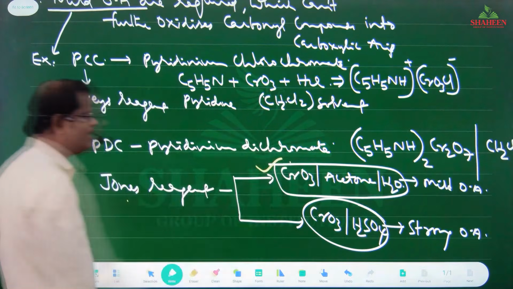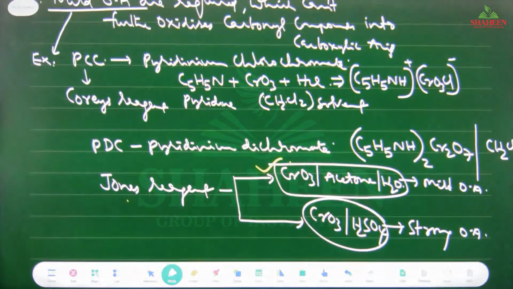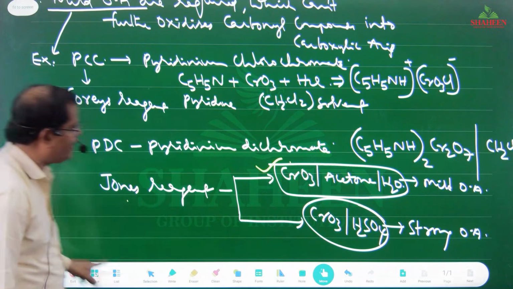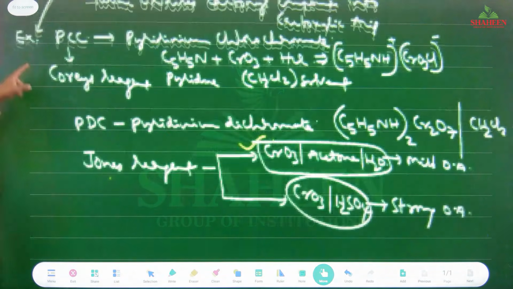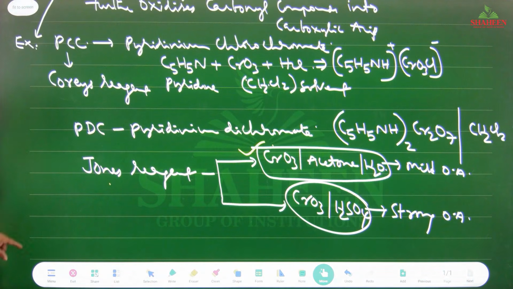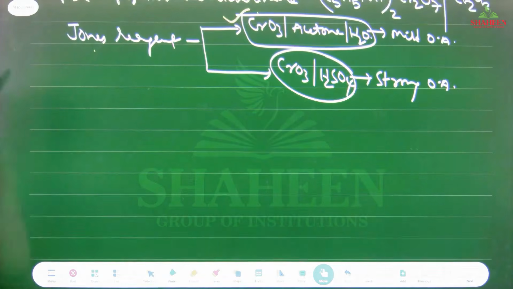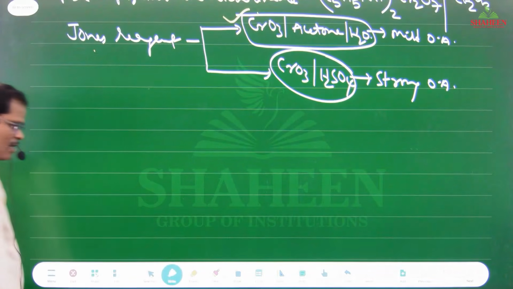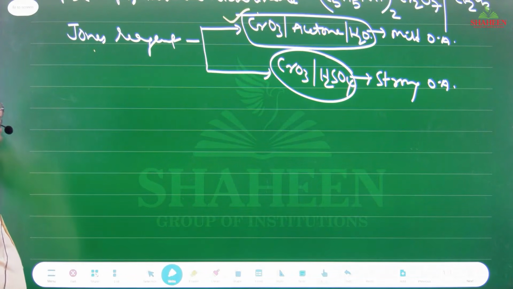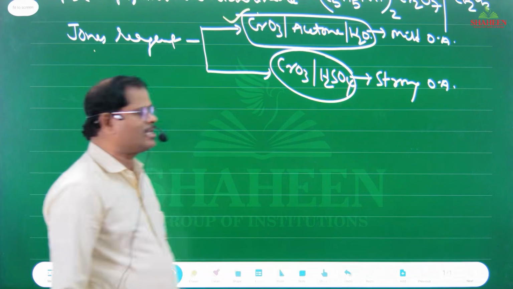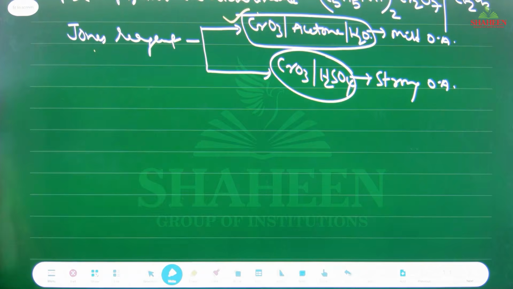Why? Because we require aldehydes and ketones from alcohols. That is why we need to use mild oxidizing agents only. In the presence of any one of these, alcohols can be converted into carbonyl compounds. If strong oxidizing agents are used, alcohols are converted into carboxylic acids. First they give the carbonyl compound, which undergoes further oxidation and produces the corresponding carboxylic acid.